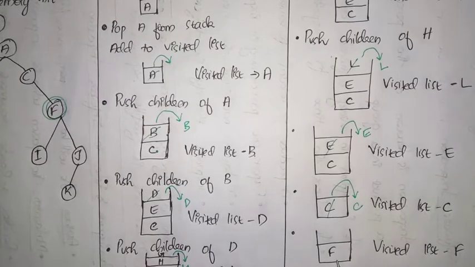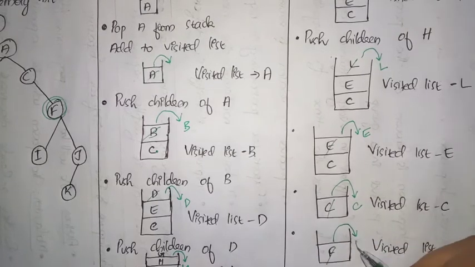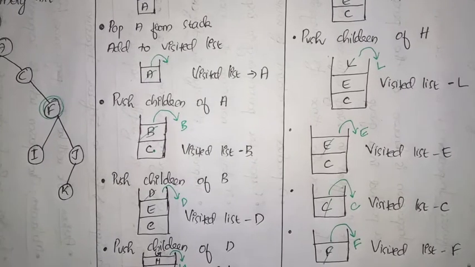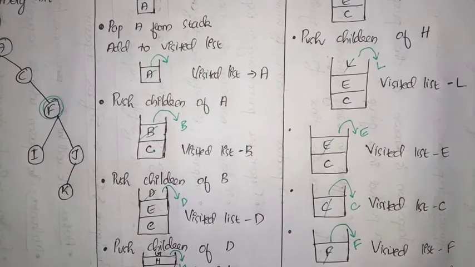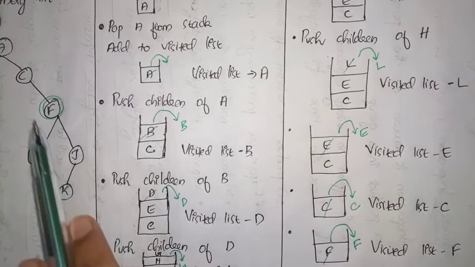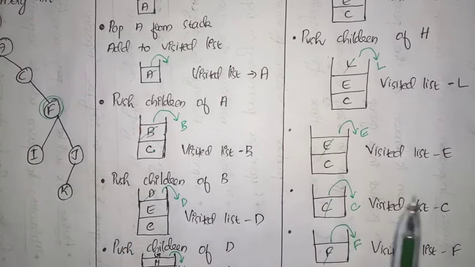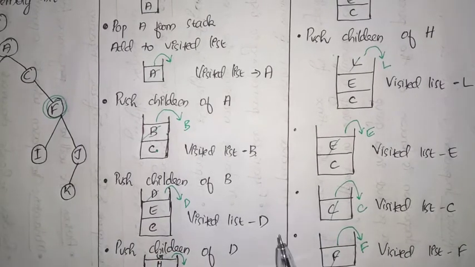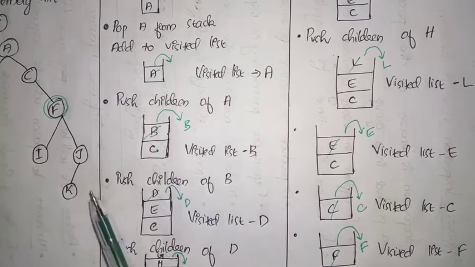Then after that, the topmost element in the stack is popped out and added into the visited list. So F is popped out and added into the visited list. Now we check whether F is the element that we have to search for. Yes. So F is the element that we have to search for, and this is how a depth first search is carried out. This is how DFS is carried out in this particular example.